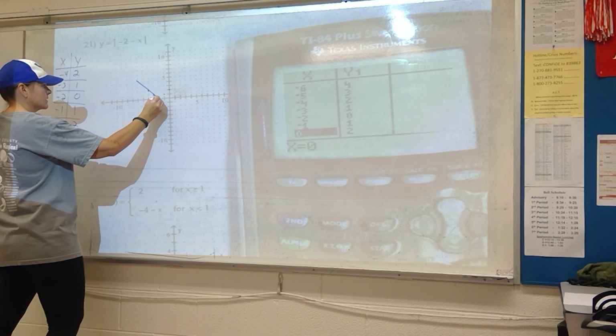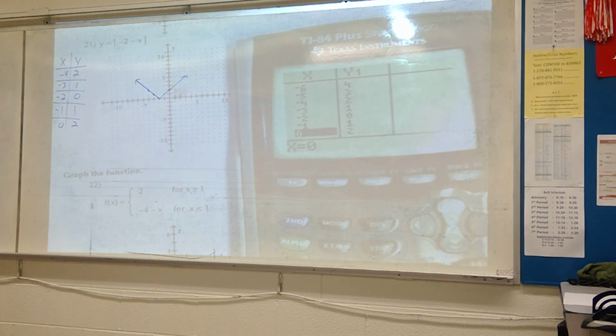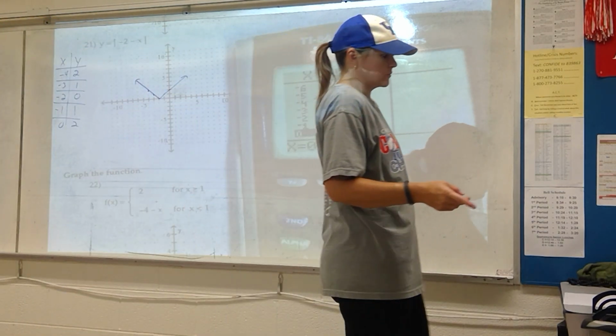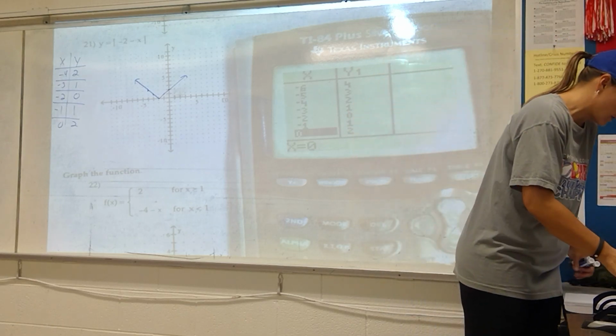Connect your dots, put arrows on the ends because it keeps going left to right forever. Okay, those were easy. She'll probably just give you one of those. I'm assuming it won't be a line. Most likely it'll be a square root or an absolute value.